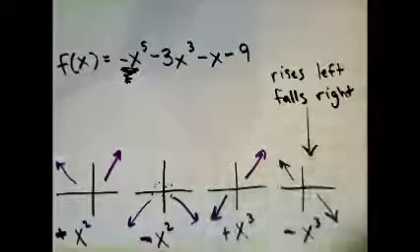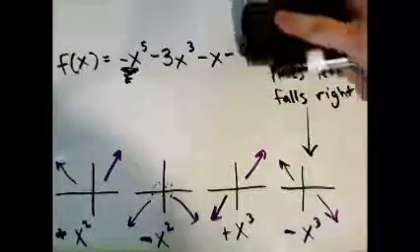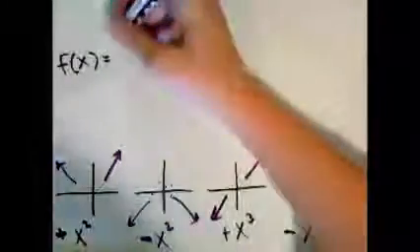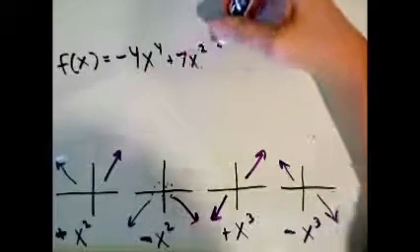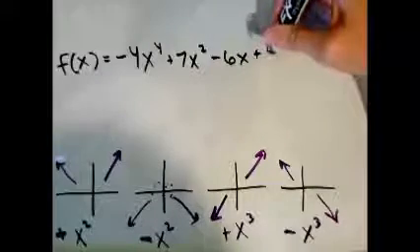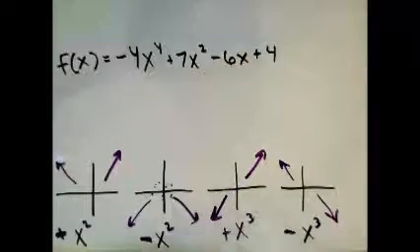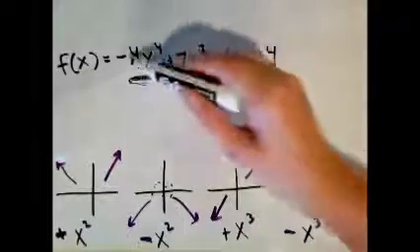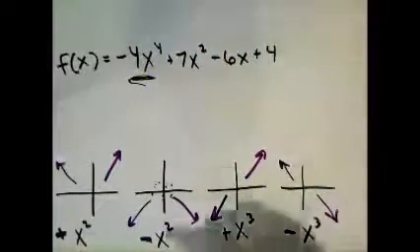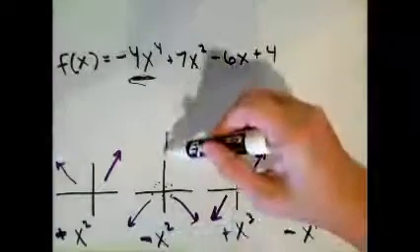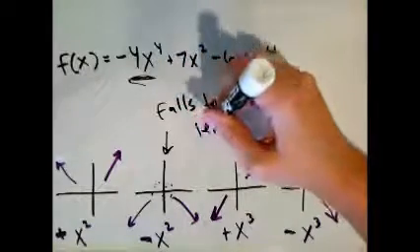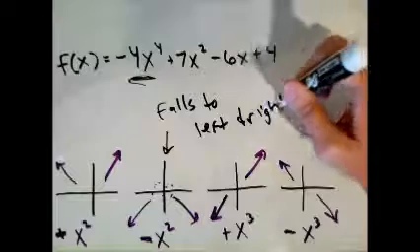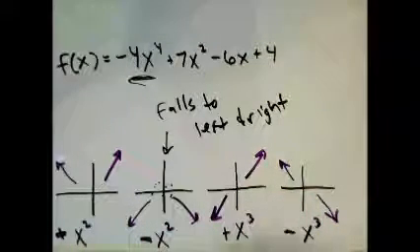Alright, so once you pick up on that pattern, then you can do any of the rest of them pretty quick. Like, let's look at another function. So once again, we only have to look at our leading term. So our very first one here has a negative coefficient and an even exponent. So which one has a negative coefficient and an even exponent? It looks like this is going to be a falls to the left and a falls to the right. So it goes towards negative infinity on either side eventually.